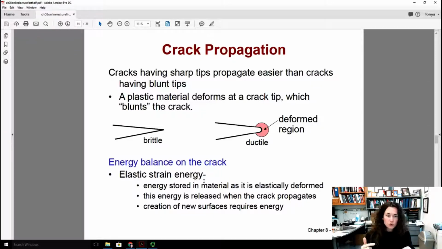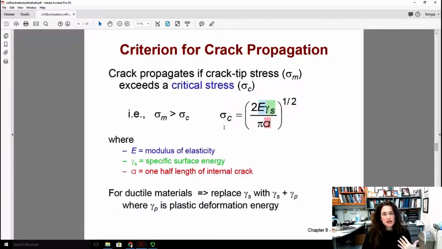How is it released? Well, creation of new surfaces from the bulk actually requires energy. You might have learned this in an introductory thermodynamics class, that if you're going to form a new free surface, that takes more energy than being within the internal bulk of the material because you have those dangling bonds. Now, we're going to use this information to understand this equation, and this is the criterion for crack propagation in a brittle material.